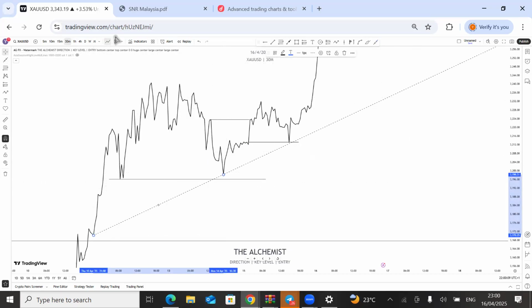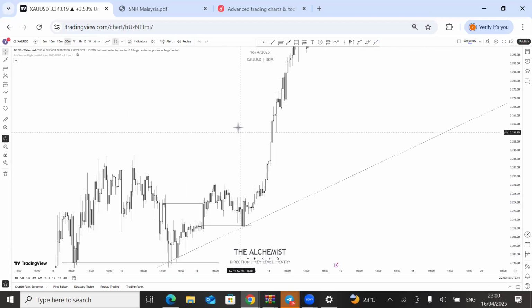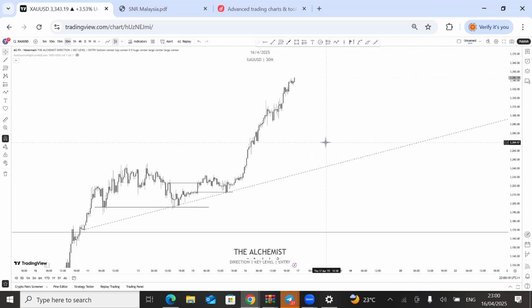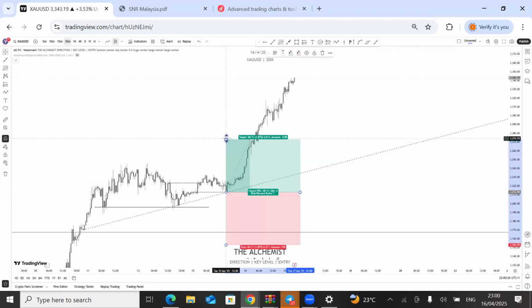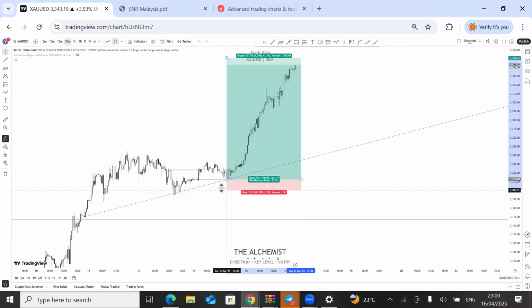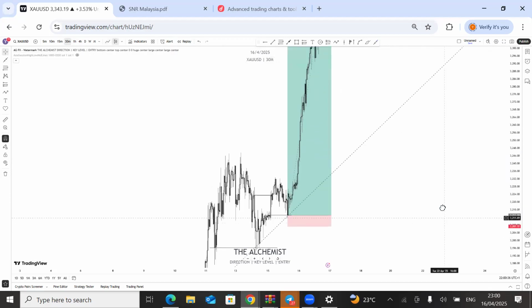Can you see? Here was our entry for this massive buy on gold. I don't know what we're actually looking out for. You understand? 30 minutes, 15 minutes, you have your entry because you have a break of structure to the upside. We have this break of structure to the upside.